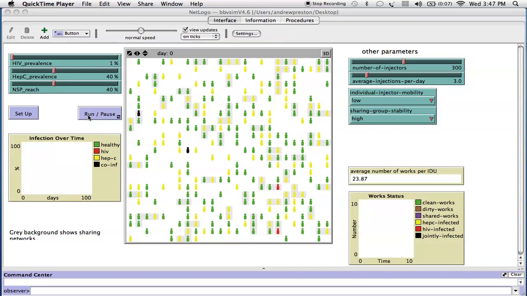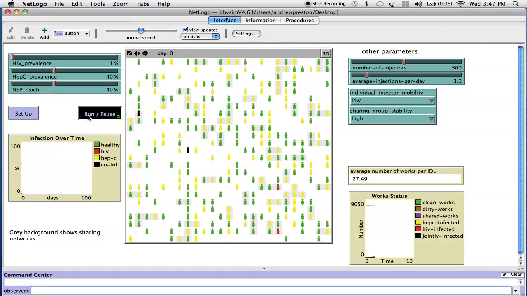Now the BBV sim, as I said in the last broadcast, isn't an accurate predictor of the future, but it can show you in a visible and accessible way how changing the different parameters of bloodborne virus epidemics can have a massive impact on the spread of the viruses.